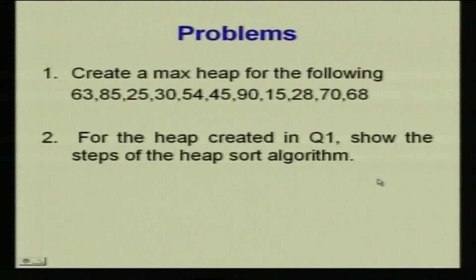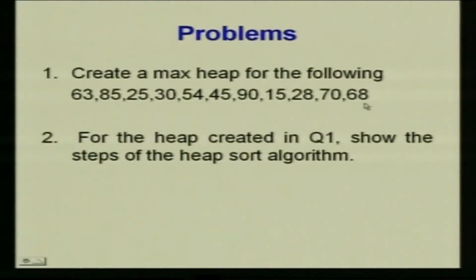Now let us look at some of the problems that we have. You create a max heap for the following: 63, 85, 25, 30, 54, 45, 90, 15, 28, 70 and 68. The first step is to create a heap for this. To create a heap, we first initialize an array. How many nodes does this have? 1, 2, 3, 4, 5, 6, 7, 8, 9, 10, 11. So you have to create a heap out of these 11 nodes.